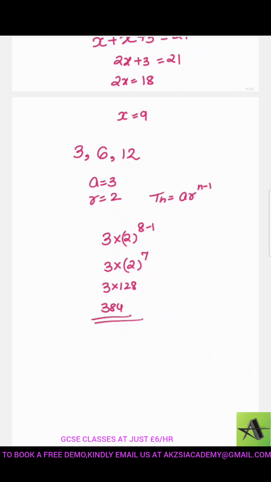So this was the basics of geometric and arithmetic sequences. If questions are given, it would be very easy for you to calculate. In the next video, I'll be doing the worksheet on geometric and arithmetic sequences.